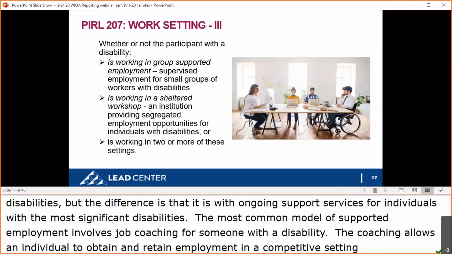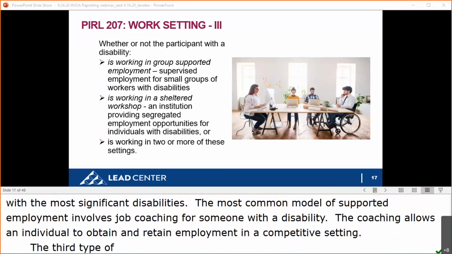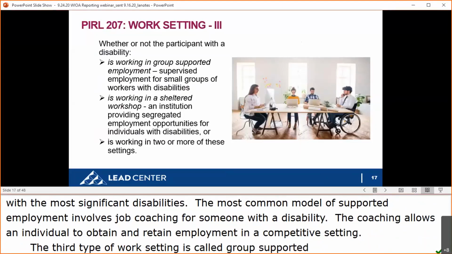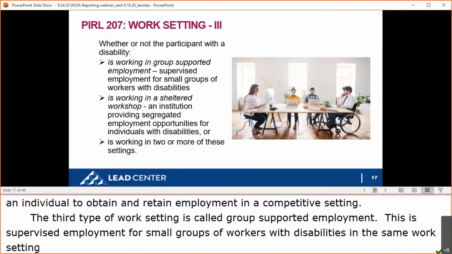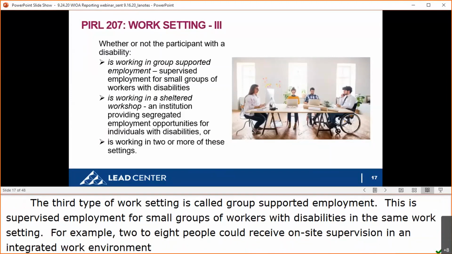The third type of work setting is called group supported employment. This is supervised employment for small groups of workers with disabilities in the same work setting. For example, 2 to 8 people could receive on-site supervision in an integrated work environment with people with and without disabilities.